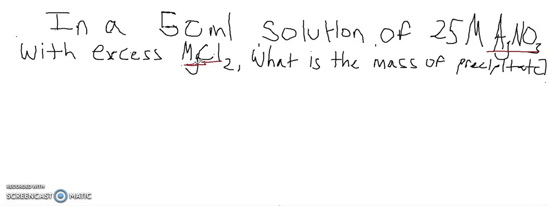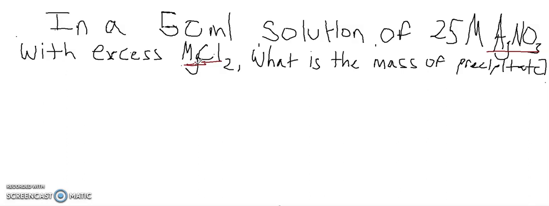But let's look at this problem. In a 50 milliliter solution of 0.25 molarity AgNO3 with excess MgCl2, what is the mass of the precipitate? So first, what's this question asking? Obviously, it's what is the mass of the precipitate? But what is the precipitate? That's the stuff in the solution that does not mix with the rest of it and sort of remains as a solid.